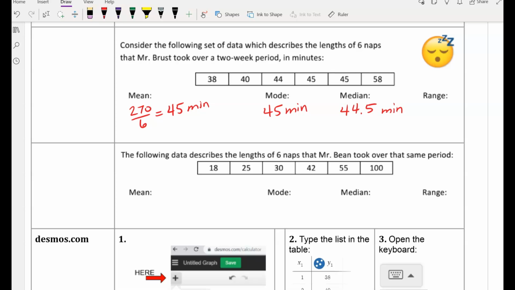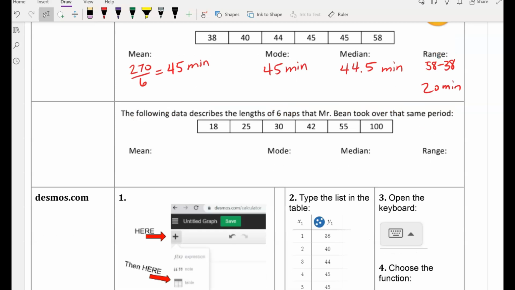Now to find the range, we're going to take the longest nap, which is 58, and subtract the shortest nap, which is 38. So the range is 20 minutes. Now pause the video and find the mean, mode, median, and range for Mr. Bean's 6 naps over that same period of time.